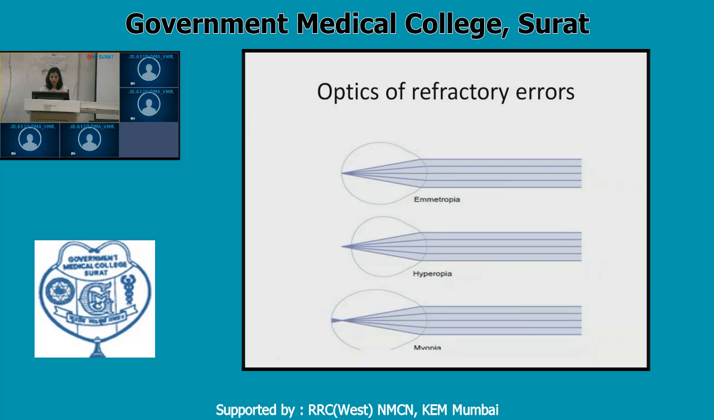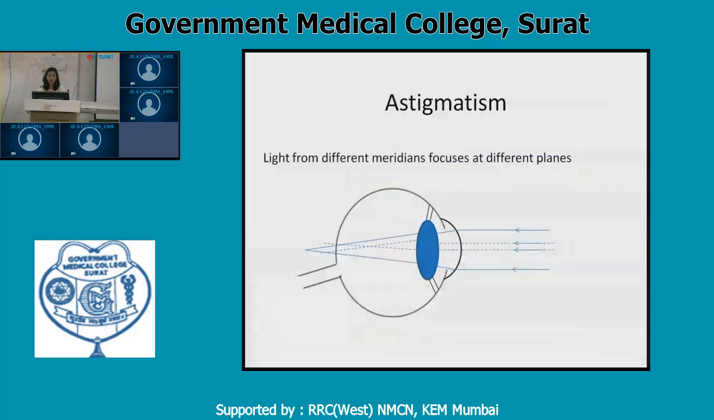Now we see what is astigmatism. As I have told you, what happens in astigmatism is due to uneven curvature of the lens or cornea, it is not absolutely spherical.